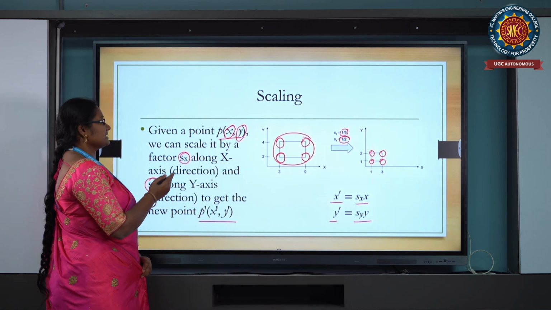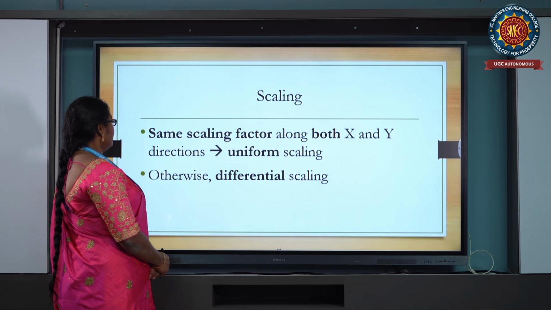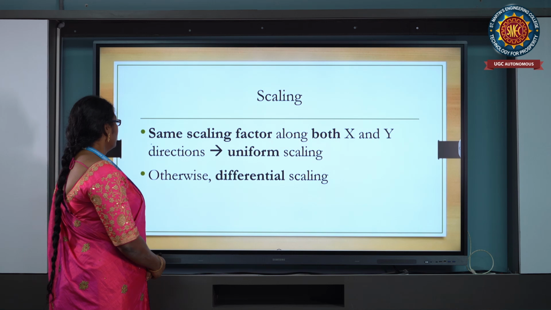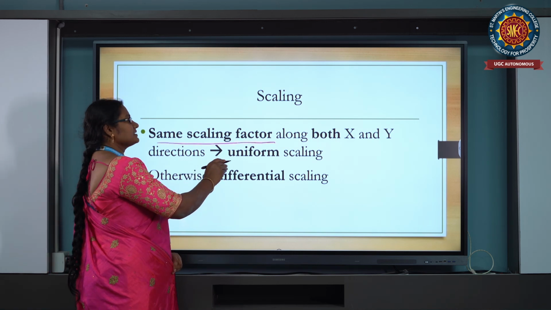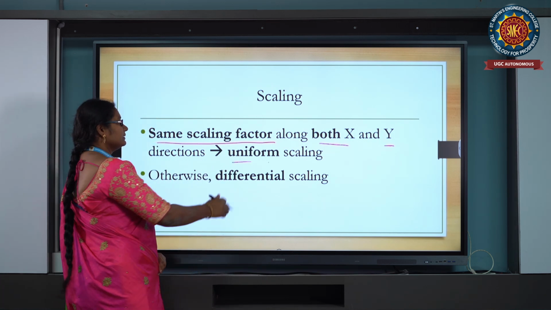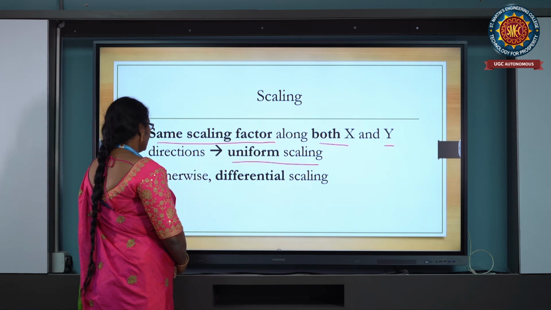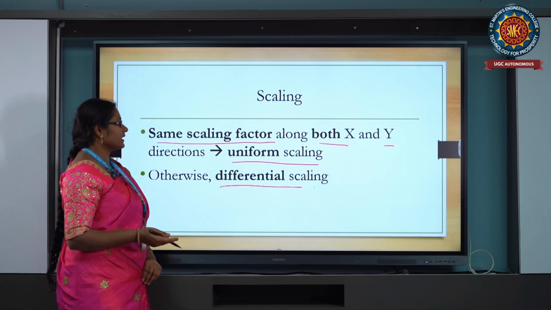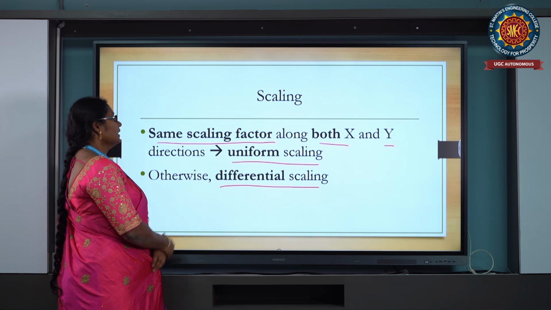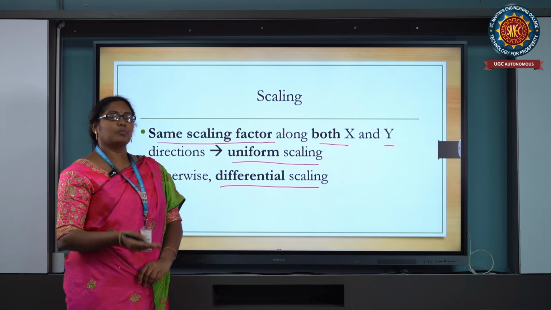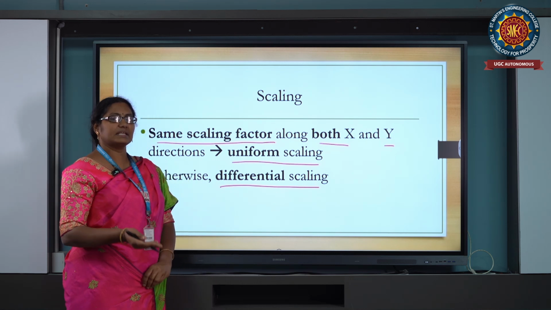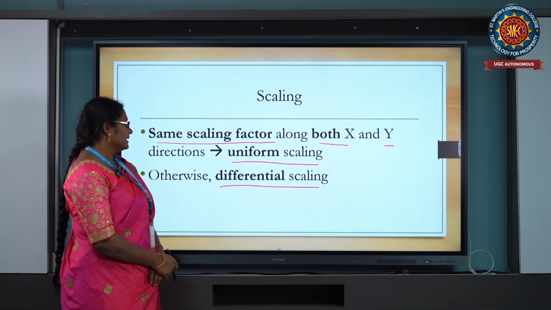Okay, next this is scaling transformation. We can call it uniform scaling when the same scaling factors are used for both x and y directions. So it is a uniform scaling. Otherwise it is called differential scaling. Same scaling factors for both x and y directions is uniform scaling, otherwise it is differential scaling.